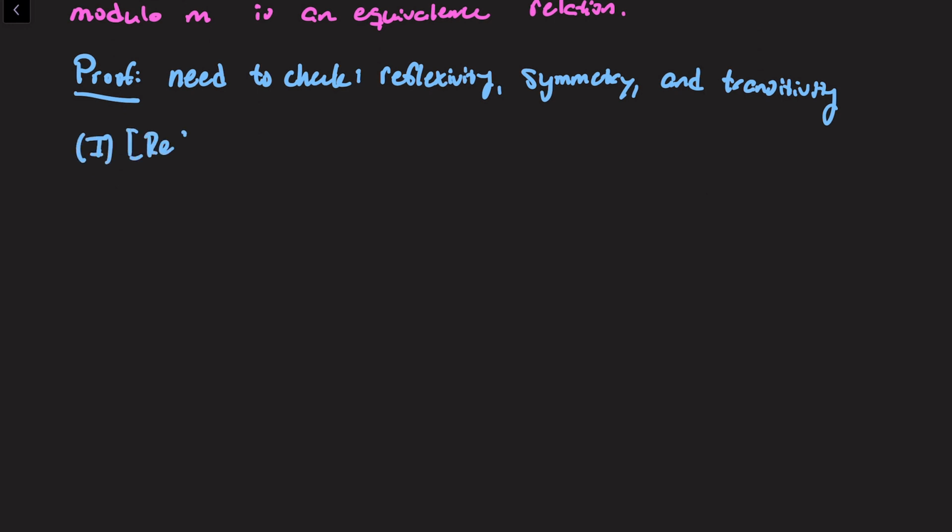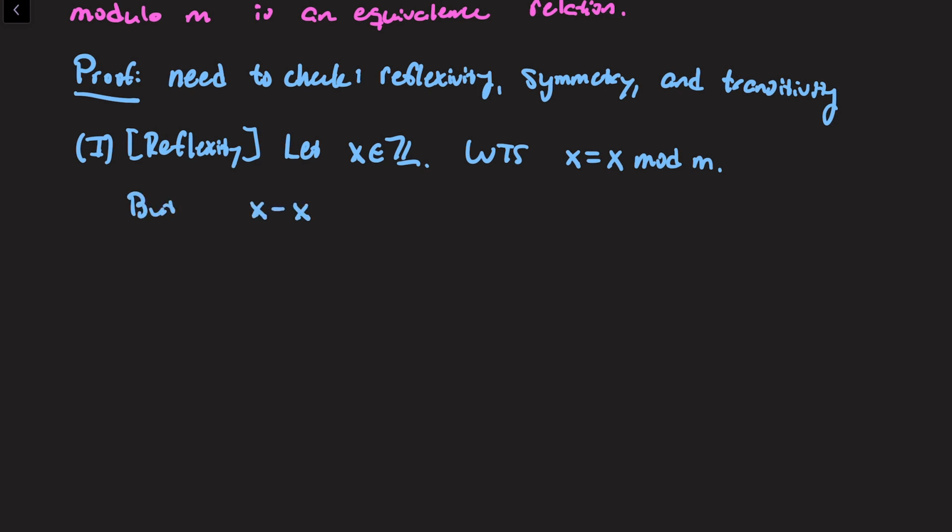How do we check this? Well, let x be an integer, and we want to show that x is congruent to itself mod m. But this isn't hard, right? Because x minus x is 0. So, of course, m divides 0. So we win.